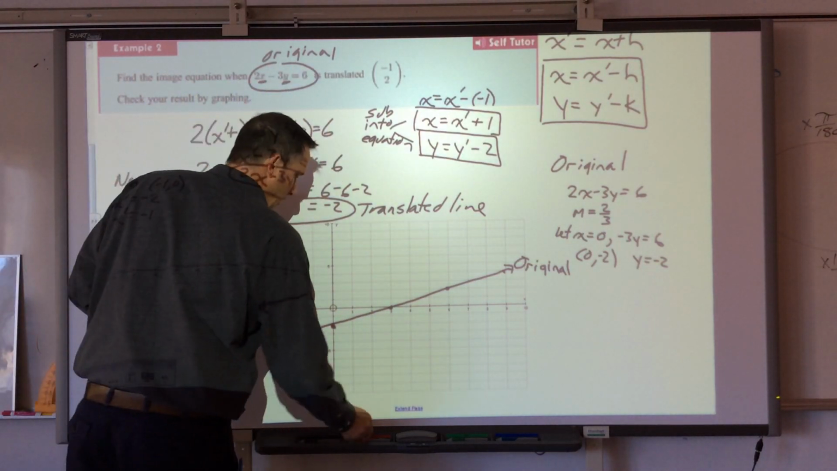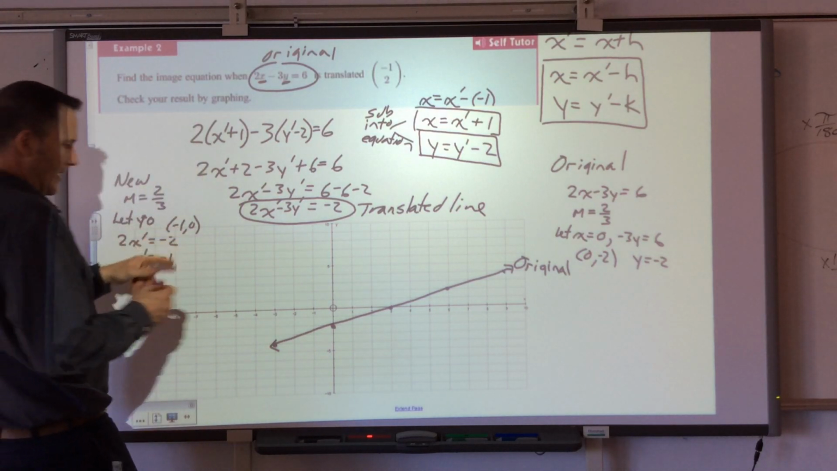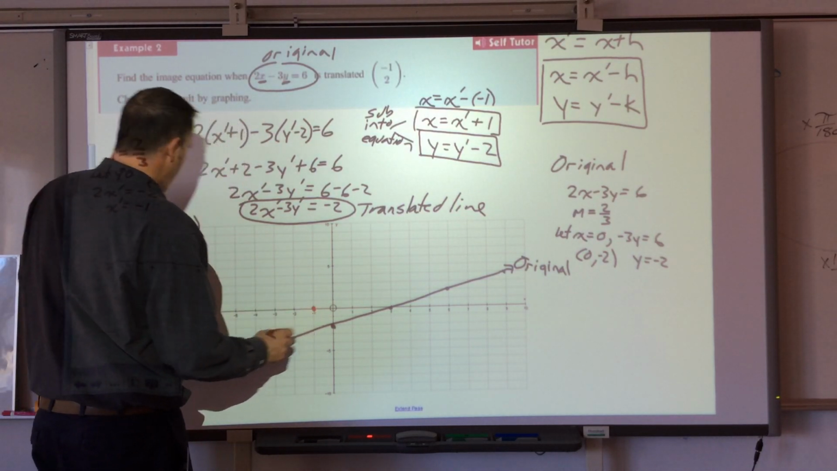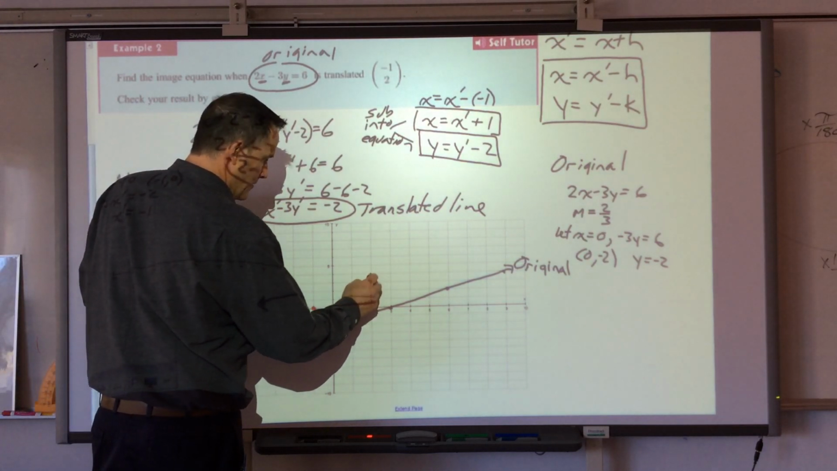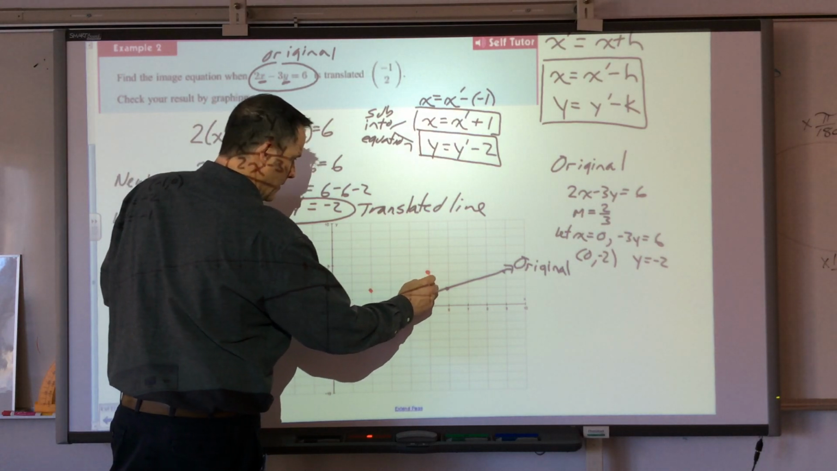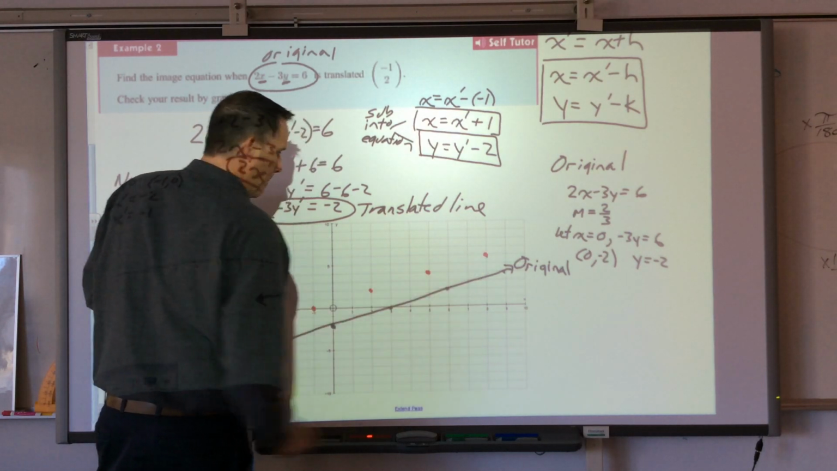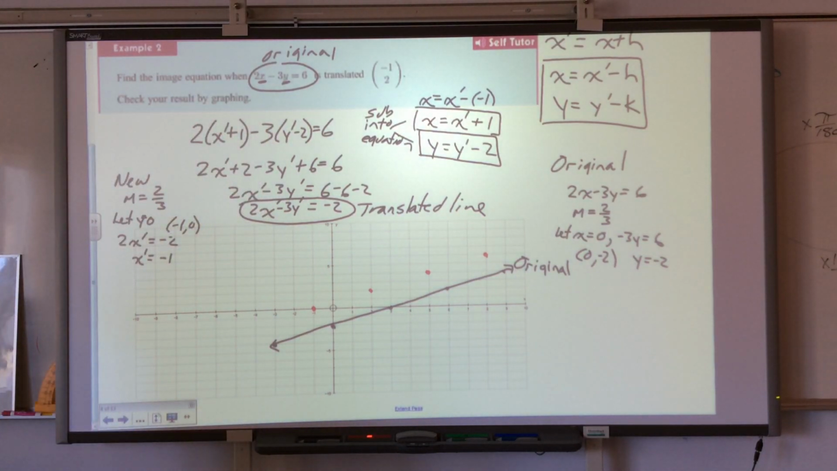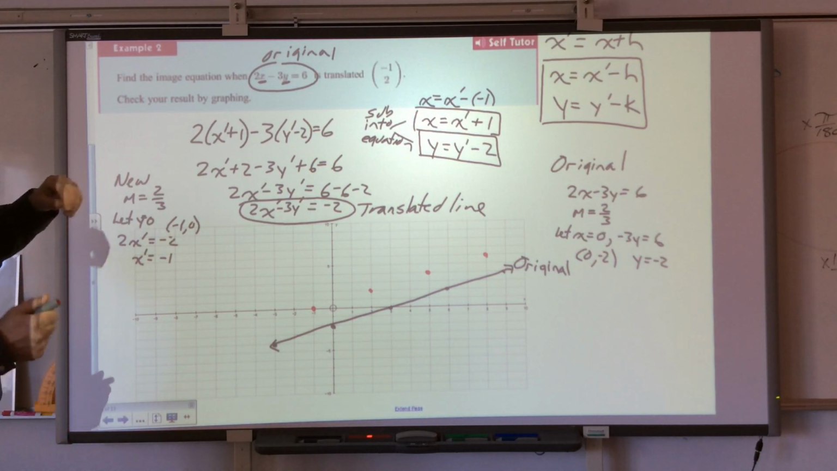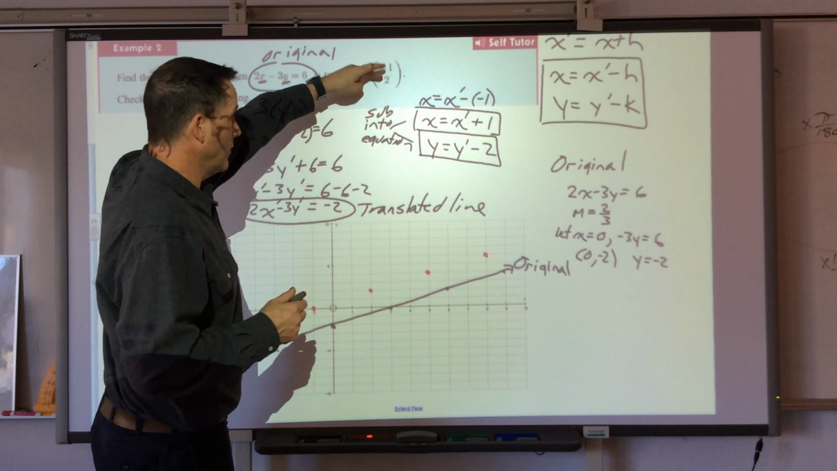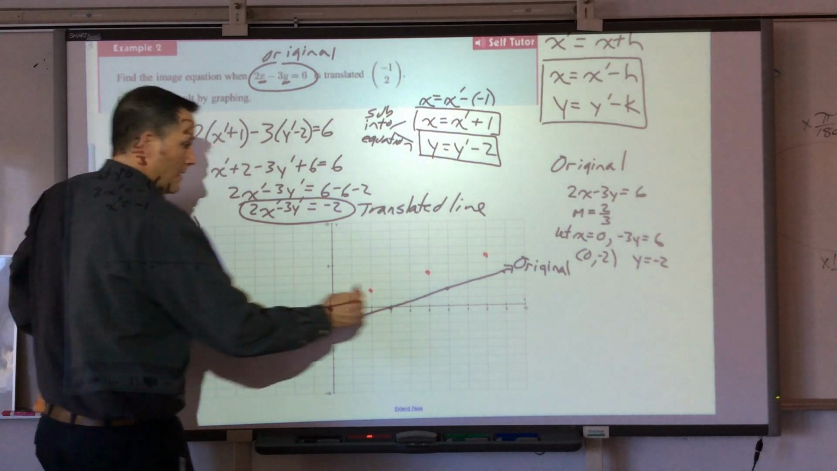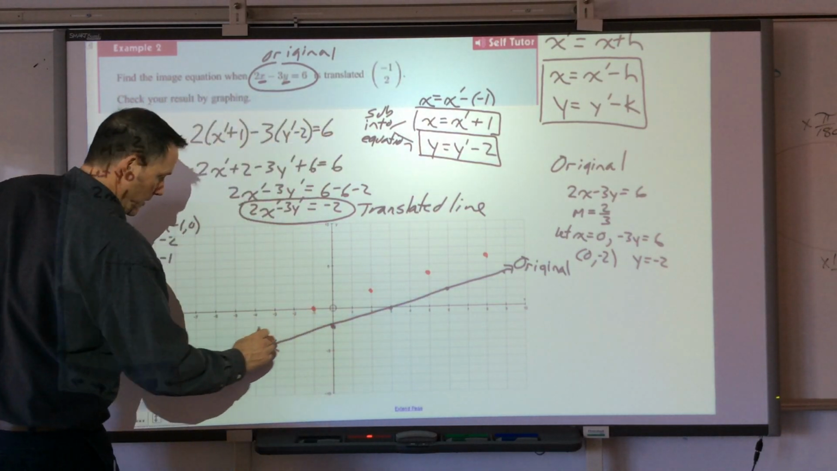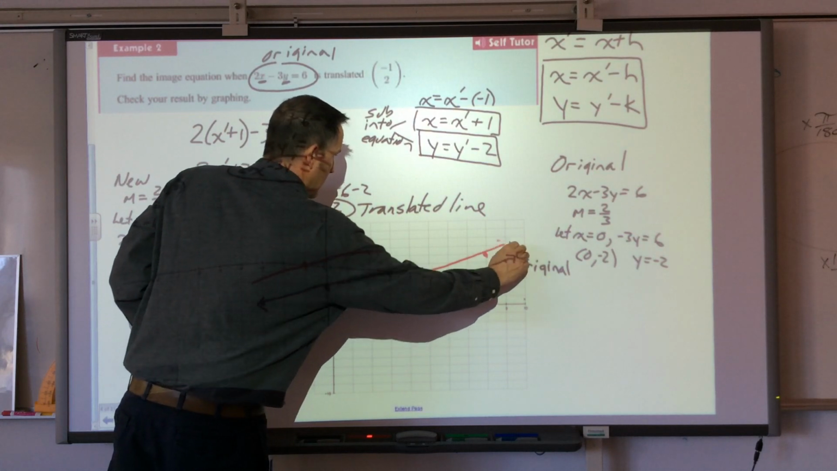So now, graphing my new line, I have a starting point of negative 1 and 0. And I have a slope of 2/3, so I go up 2 over 3. Up 2 over 3. Now, what's interesting about that is if you look at our translated point right here, negative 1 and 2. We're going back 1, up 2. Back 1, up 2. And it's working to give us our new line.